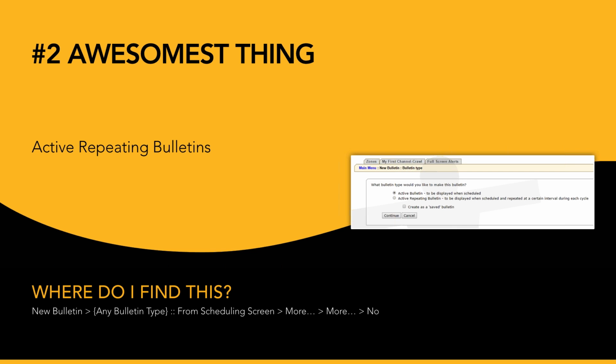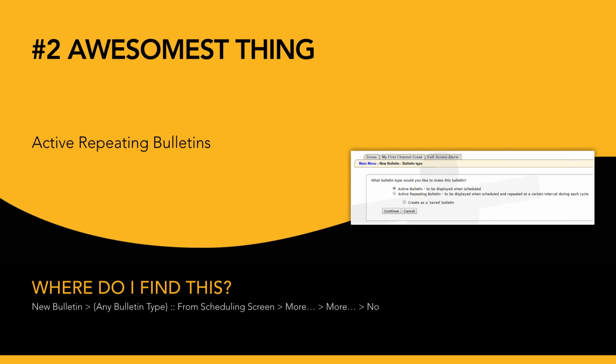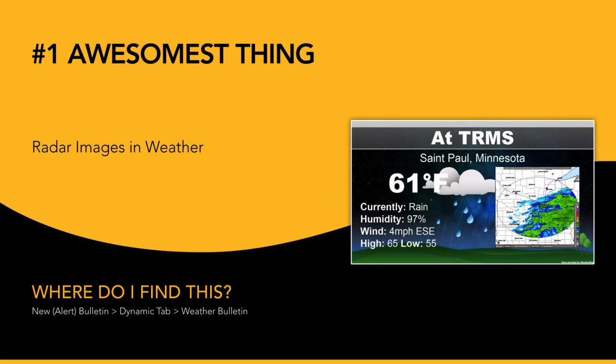Now we're coming to number 1. At least what I personally feel is one of the most awesomest things in Carousel that you might not be using, and that's radar images in weather. The web picture blocks inside of Carousel are very powerful and have this ability to create great looking weather information. So you can either choose to do radar images inside of a weather bulletin. You can even just create a separate bulletin that is just the radar image if you want to. It's up to you.